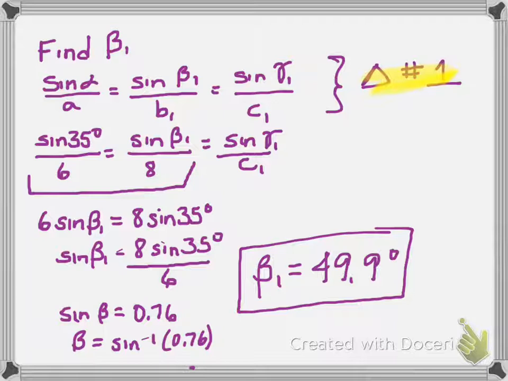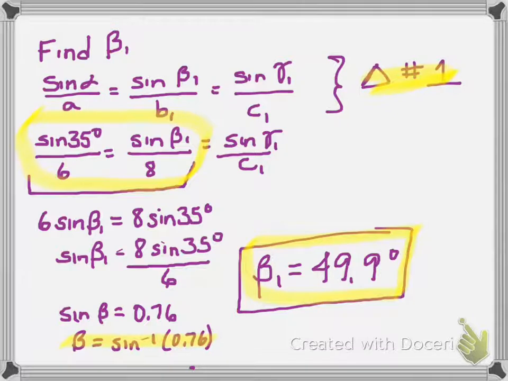So here I set up my ratios. And the two that I'm going to use will be this right here. And I have it underlined. That's the ratio I'm going to use to find beta 1. So 6 times sine beta 1 equals 8 sine of 35 degrees. So I do all the math just like I did previously. I'm trying to find beta, so I have to use the inverse sine. So I get the inverse sine of 0.76. Once I put that into my calculator, I get beta 1 equals 49.9 degrees.